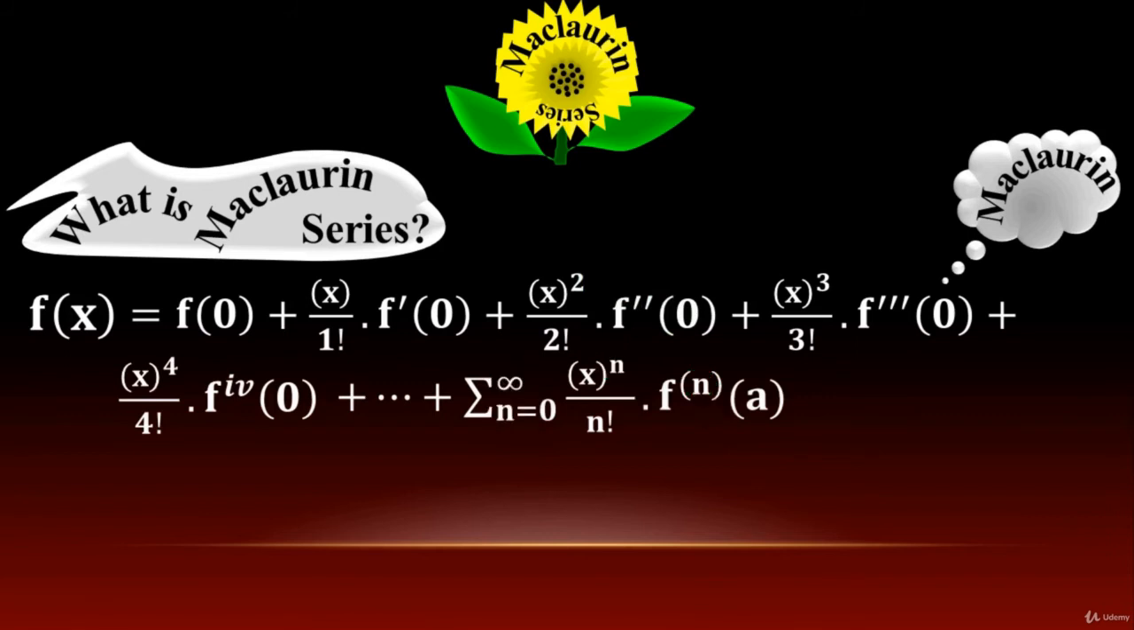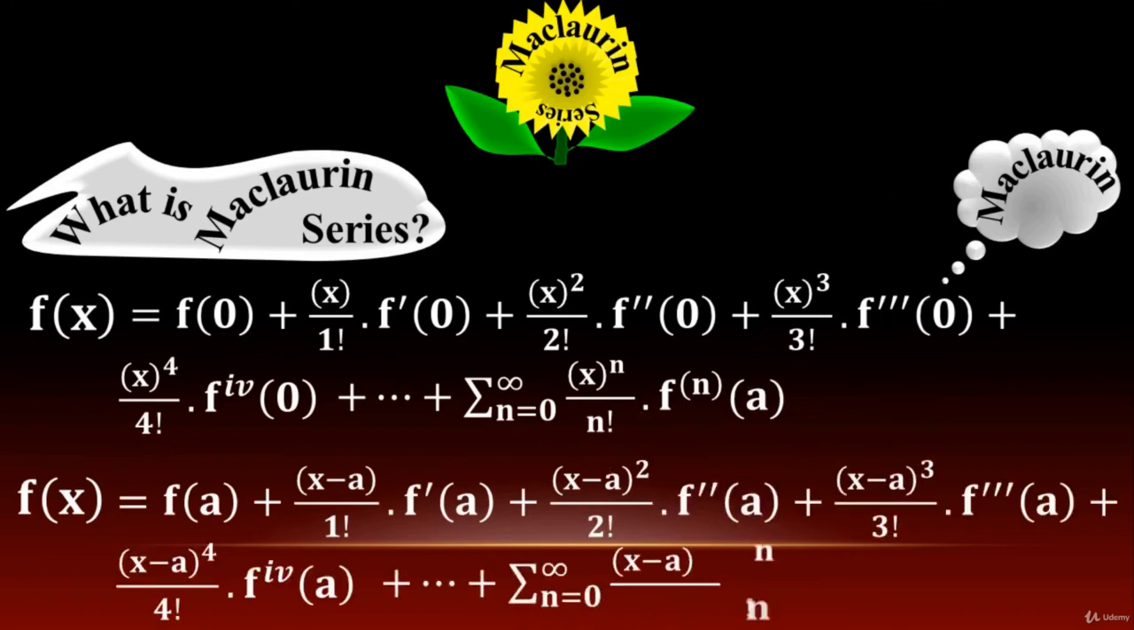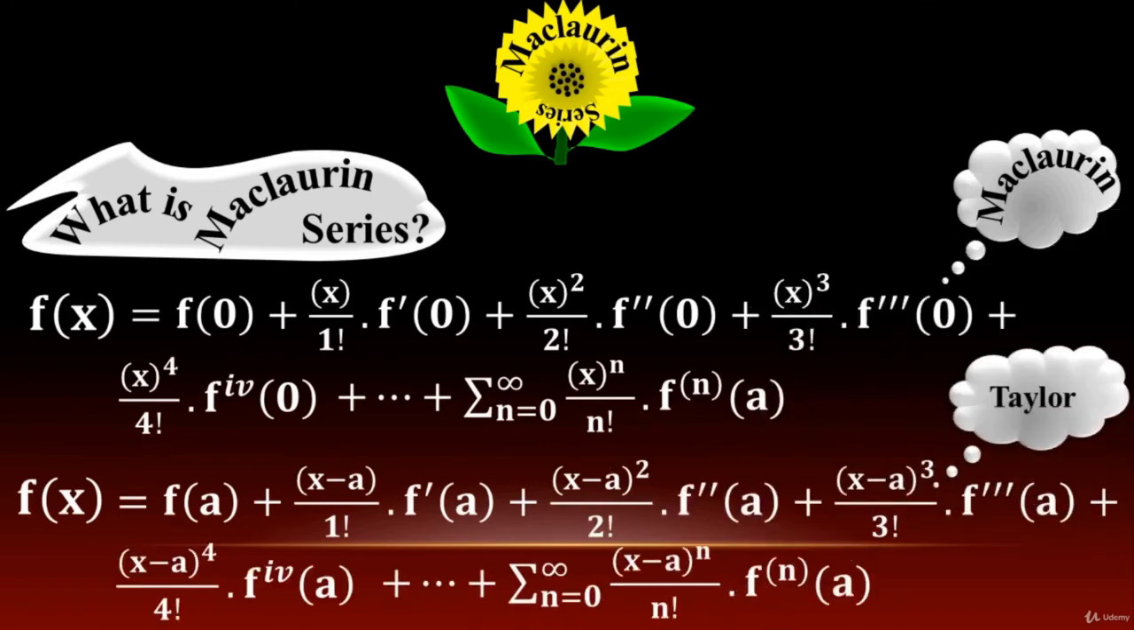But let me compare Maclaurin series with the Taylor series here. This is Taylor series. This is the main difference, where in Taylor series, it's centered at any value. a is any value. There is not a main difference between these two series, but the difference is that when you put the value of a equals 0 in Taylor series, you will get Maclaurin series. This is the main difference here.